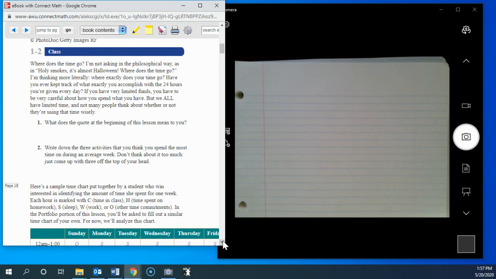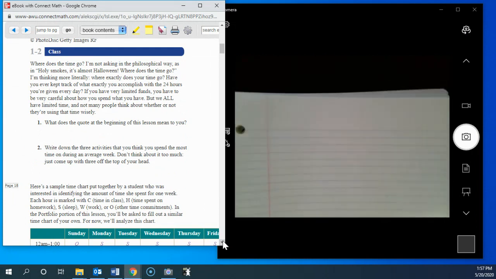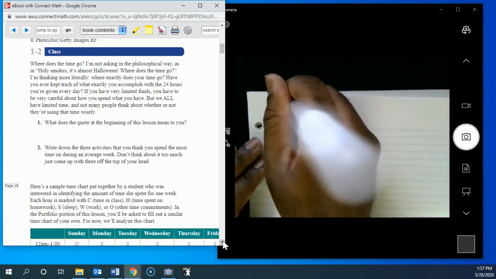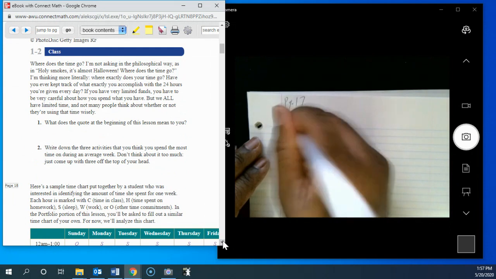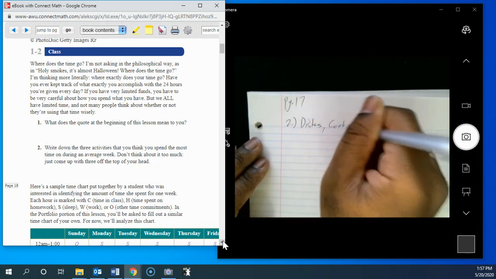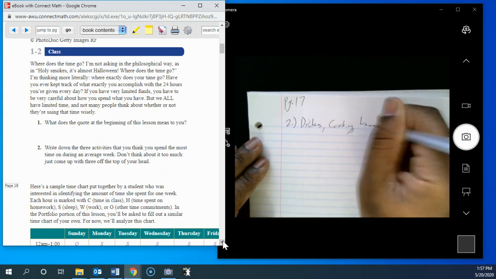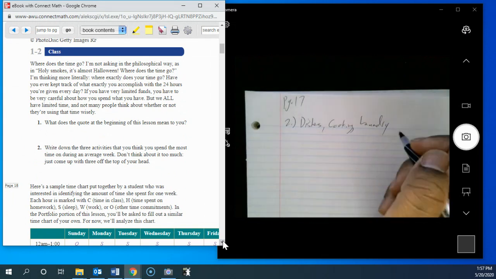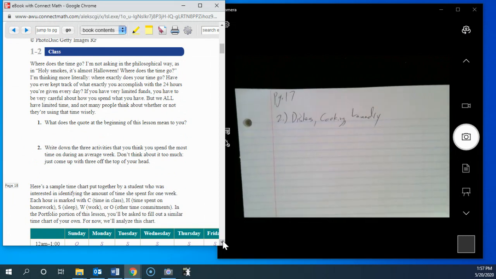In my case, I would say dishes, cooking, and laundry. Okay. So page 17. So dishes, cooking, and laundry. Sounds like very exciting tasks. Yeah. Well, 3 kids will keep me busy. Oh yes, oh yes. And I have 2 myself. Yeah, so what about you?